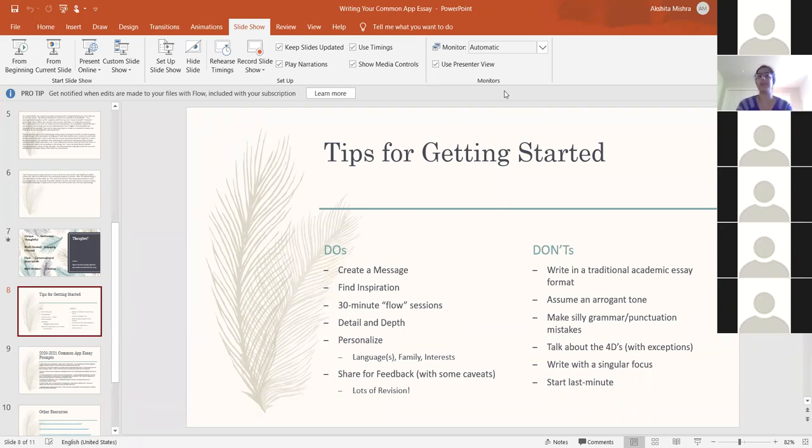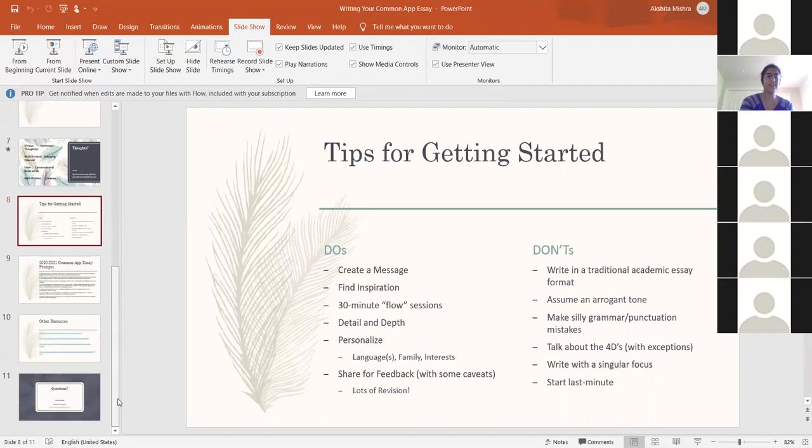I remember my personal Common App essay experience. I told you guys it took me about a month to write. But my final product didn't look anything like my first product, because what I was doing was 30-minute flow sessions. And I was writing paragraphs about all my different interests and my family and stuff like that. And I ended up combining it to create this bigger product. And that takes time and revision. So starting last minute is a recipe for failure, or you won't get the end result that you probably hoped for or wanted.